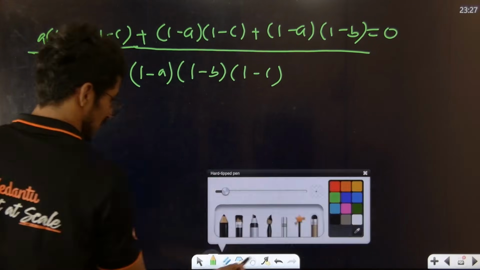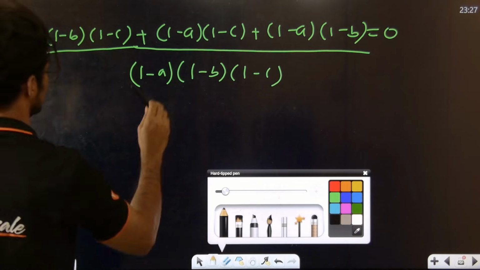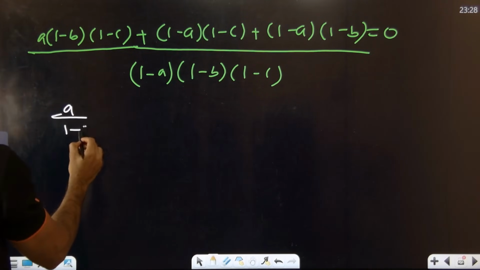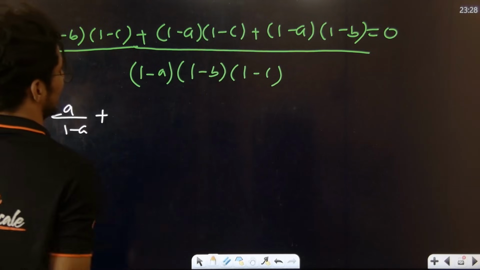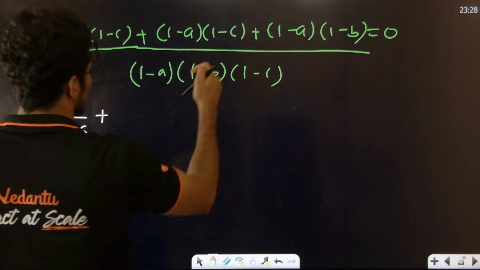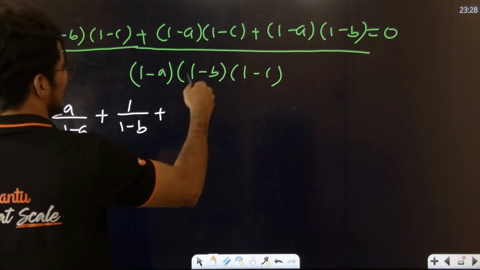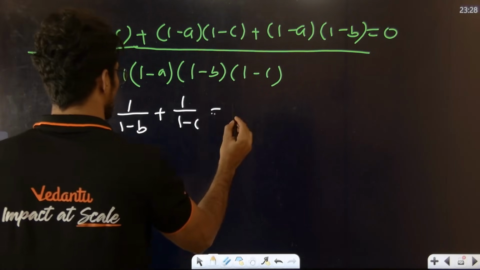So now divide this, what am I going to get? This by this, this by this. So 1 minus B, 1 minus B cancel. Check. So A by 1 minus A will be left over. Plus 1 minus A, 1 minus C will be cancelled. So 1 by 1 minus B. So tell me now, AB will be cancelled. So 1 by 1 minus C, sir, is equal to 0.